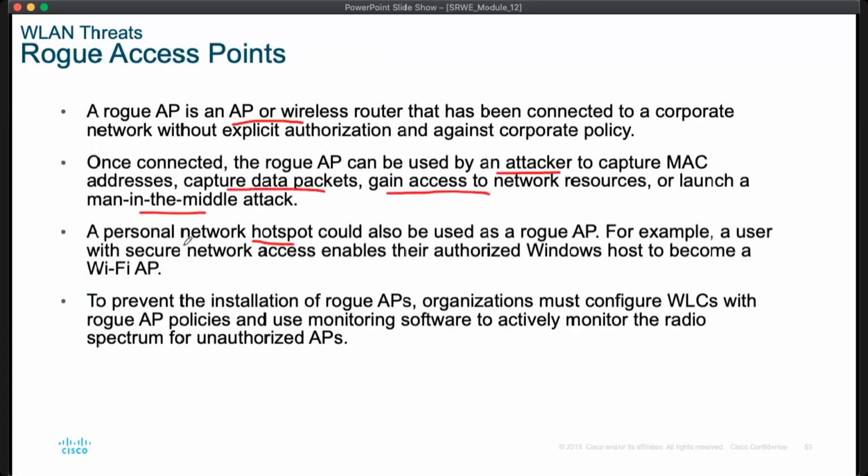For example, a user with secure network access enables their authorized Windows host to become a Wi-Fi AP or access point. To prevent the installation of rogue APs, organizations must configure a wireless LAN controller with rogue AP policies and use monitoring software to actively monitor the radio spectrum for unauthorized APs.